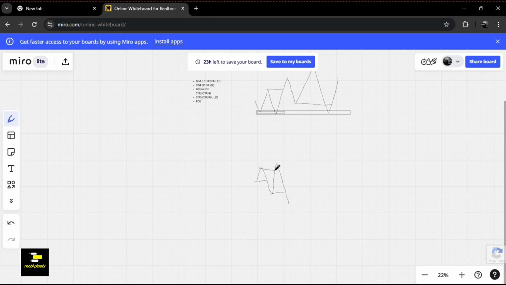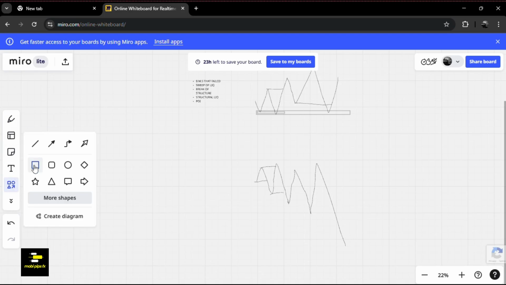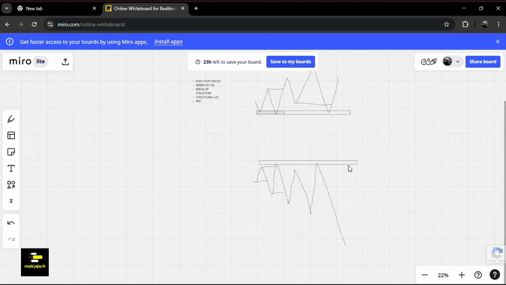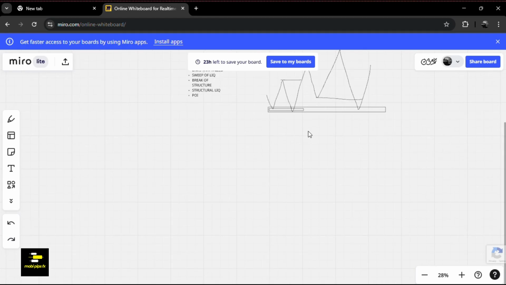So we have experienced our sweep here. We have a sweep here, a break of structure here, comes correct back, get our structural liquidity here, then boom, we have a sell from there. This is our POI. So let me take this side again so that we can just follow our rules.